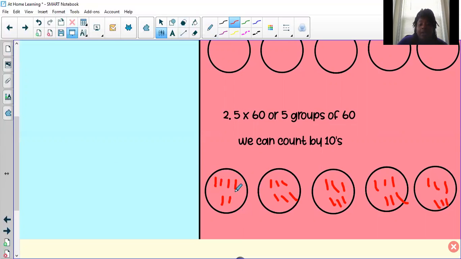Then I'm going to count each by 10. The first group is going to be 60. So now I'm going to start: 70, 80, 90, 100, 110, 120. I'm going to put 120. 130, 140, 150, 160, 170, 180. Put 180. 190, 200, 210, 220, 230, 240, 250, 260, 270, 280, 290, 300.